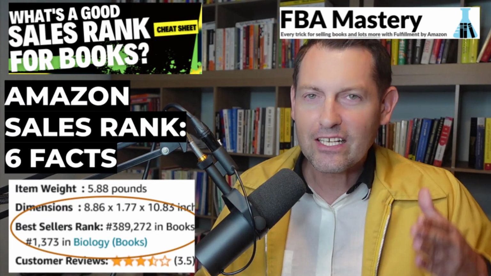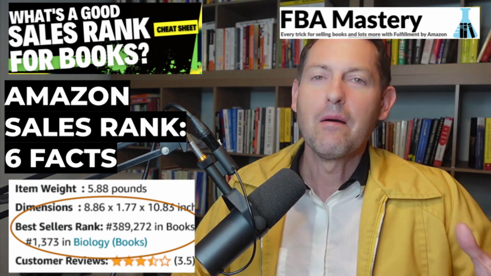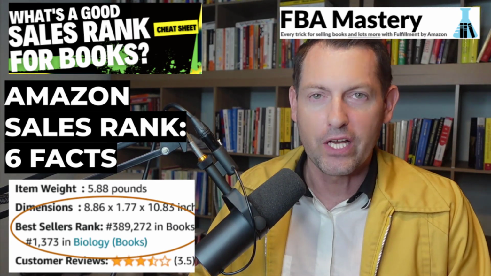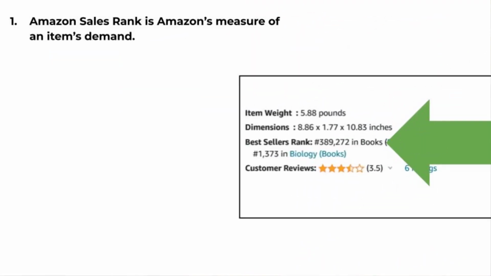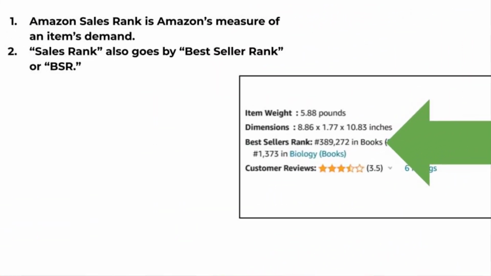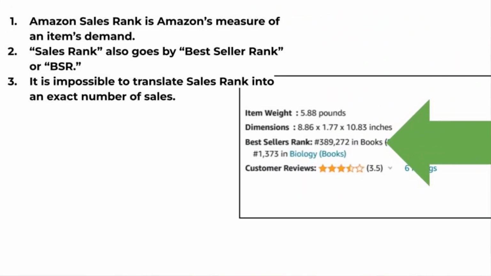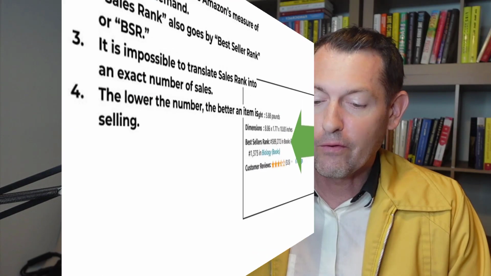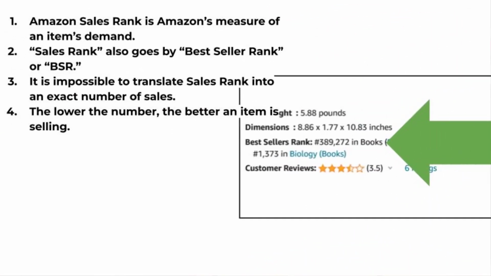Anyway, now this is not a sales rank 101 video, but I've got to knock out 6 quick facts for the uninitiated. Number 1, Amazon sales rank is Amazon's measure of an item's demand. Number 2, Amazon sales rank also goes by bestseller rank or BSR, so those are interchangeable terms. Fact number 3, it is impossible to translate sales rank into an exact number of sales. Literally impossible for the reasons I already mentioned. Number 4, the lower the number, the better an item is selling. In other words, the rank of number 1 is the best-selling item in that category, and so on.